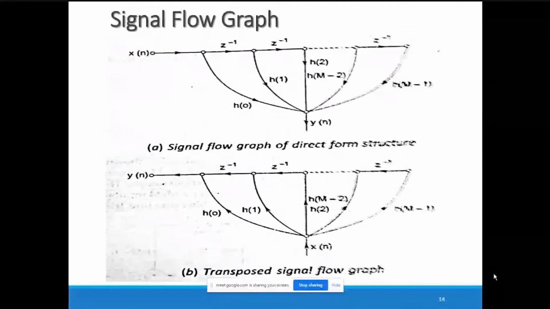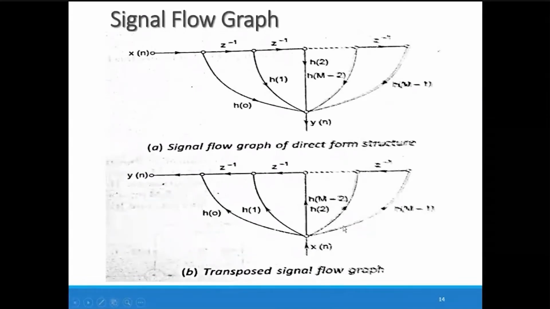Okay, in the last lecture, we discussed the direct form implementation. We completed the direct form structure with the block diagram representation as well as the signal flow graph, and we saw how we can draw the transpose block diagram for the direct form structure.